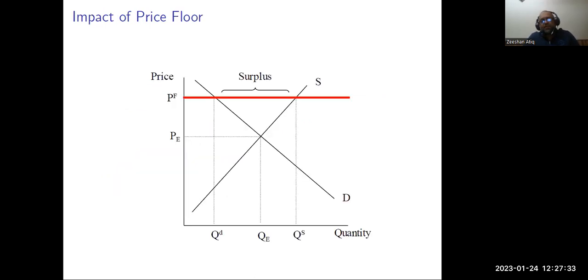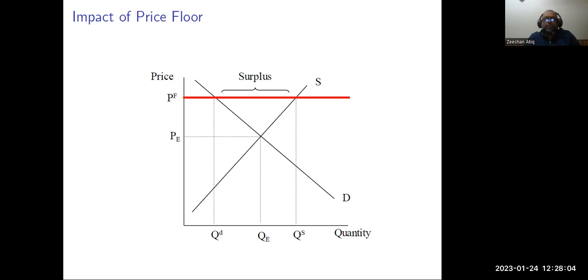Similarly, if you think about the labor market, where wages are set above the equilibrium wage, the equilibrium wage is say for example PE, but the government sets price floors above the equilibrium. Now, contrary to its name, the floors are not below the equilibrium price. They are generally above the equilibrium price because if you want to protect the suppliers, you have to have a price which is above the equilibrium.